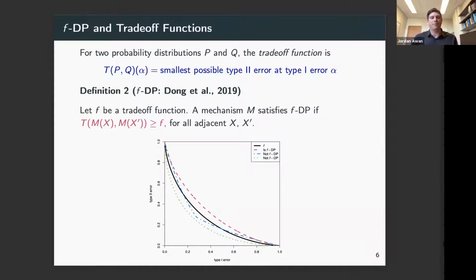And we can choose f depending on what sort of privacy definition we want. So in this plot, the black curve is f, which is our lower bound, and then there are a few options of trade-off curves. The only one that would satisfy f-differential privacy is the red one, because it's the only one fully above. So this is the framework we're going to be working with in this talk.